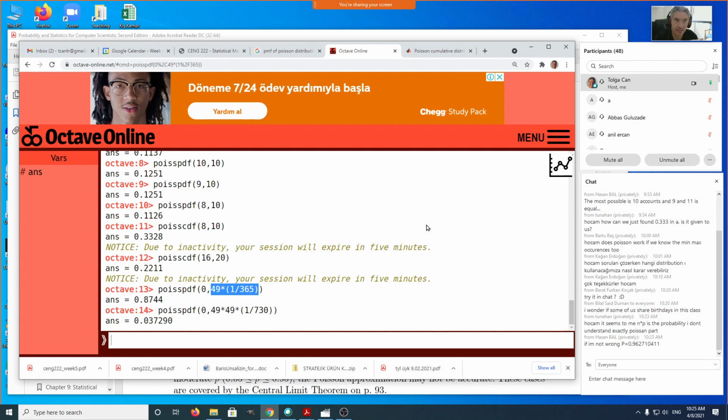n times p is actually the average number, just like in binomial. What is the meaning of binomial? In n trials, what is the average number of successes if an individual success probability is 0.2? For example, if p is 0.2, n is 100, in this case, the average number of successes is going to be 20, and that's going to be our lambda.